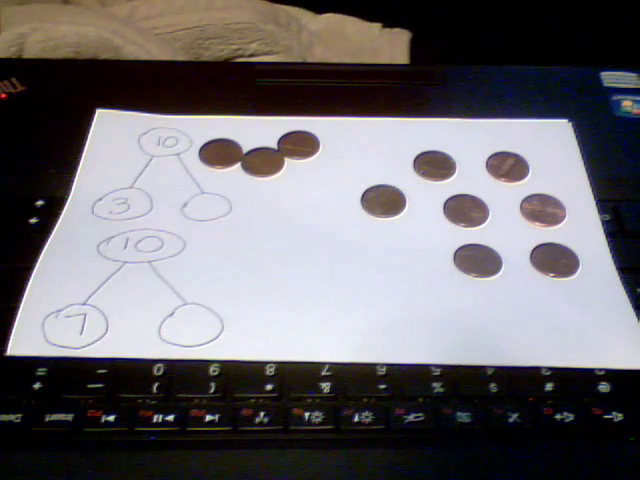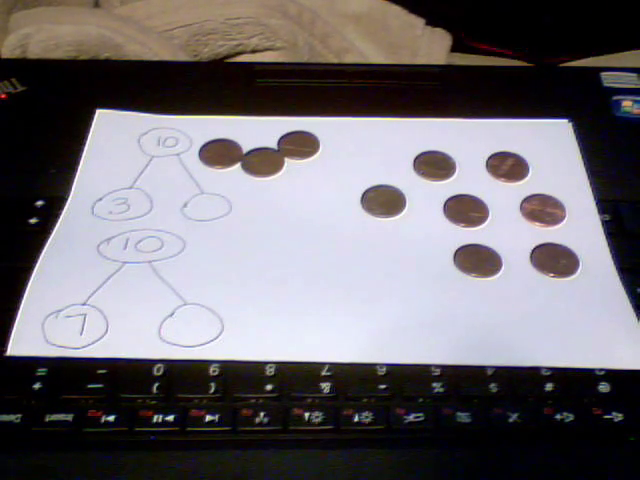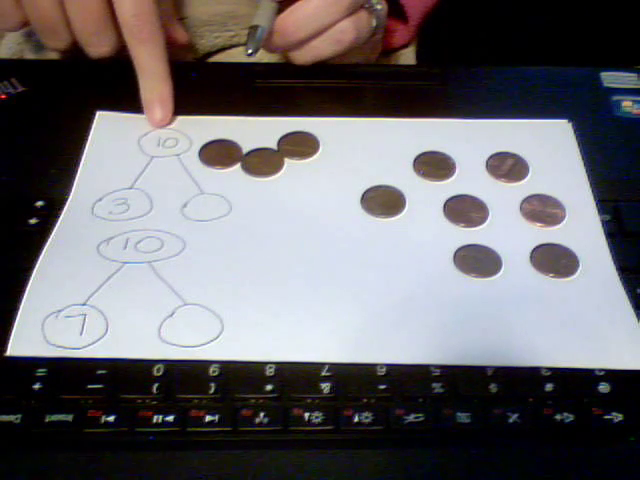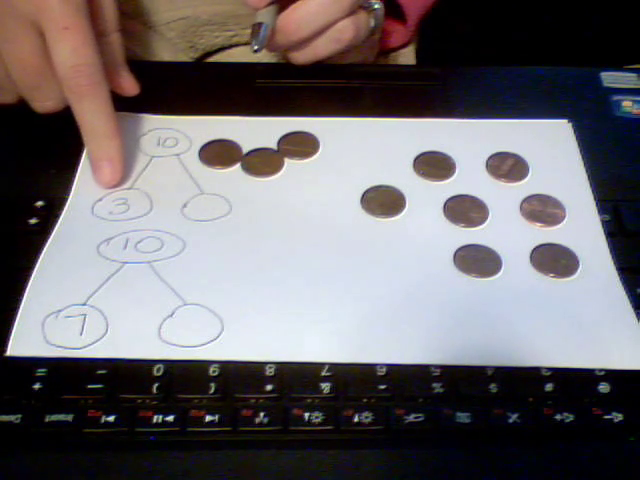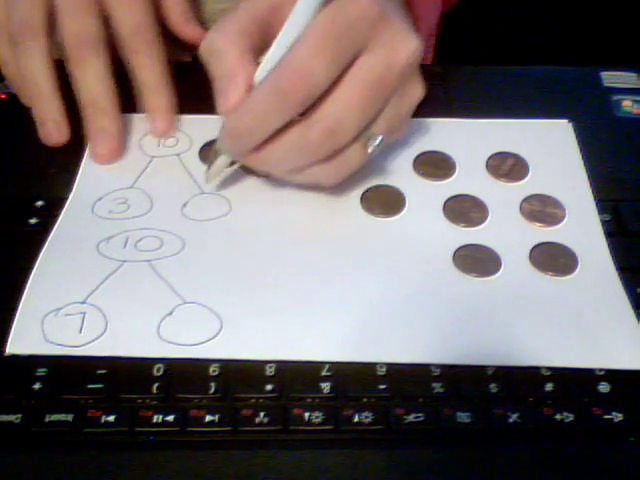So I can fill that in on my number bond. I had 10. The first number they gave me was 3. And I know that the other group was 7. So I could fill in 7.